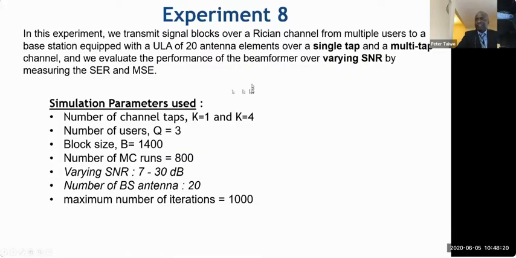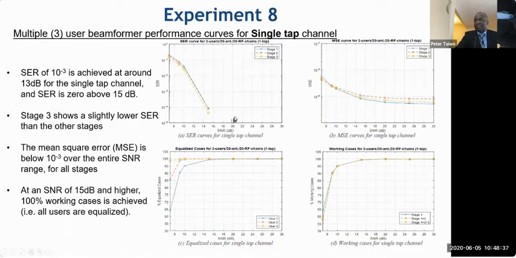Experiment 8 compares the single tap channel versus a multi-tap channel. Now we are considering multiple users, and we vary the SNR. When we have multiple users and vary the SNR, we see that the SCR is about 10 to the minus 3, and that is achieved at around 13 dB for a single tap channel. So we are doing a comparison between the single tap channel and the multi-tap channel. For the single tap channel, the SCR is around 10 to the minus 3 at 13 dB, and the mean square error is below 10 to the minus 3 over the entire range of SNR.